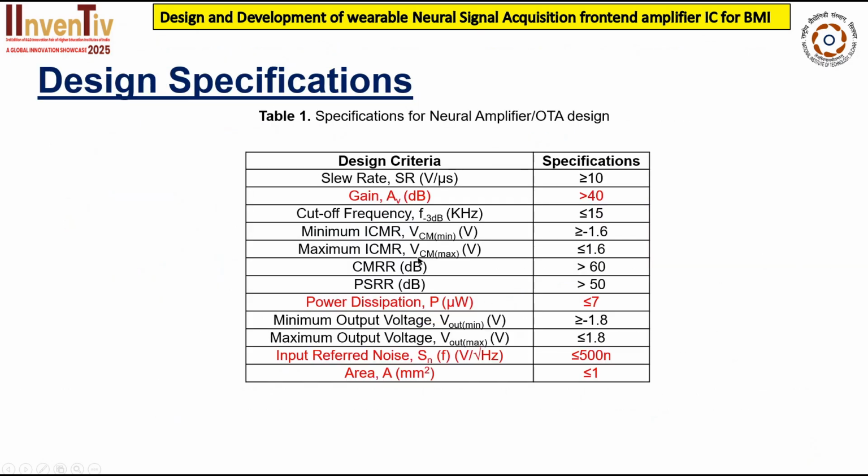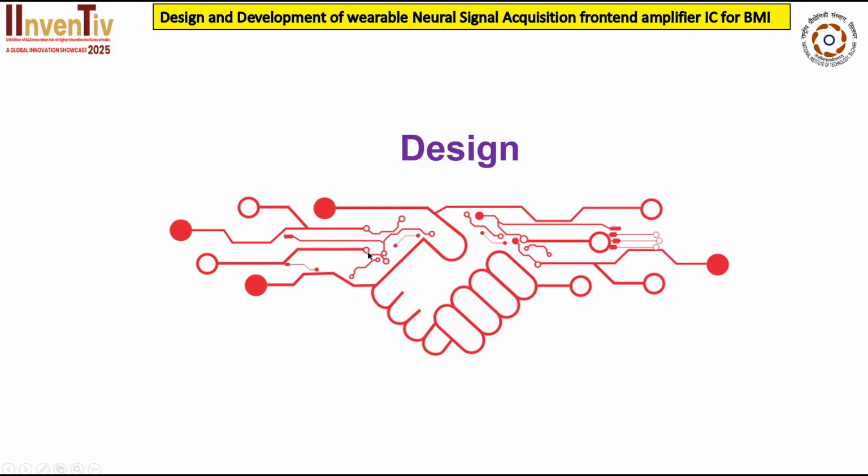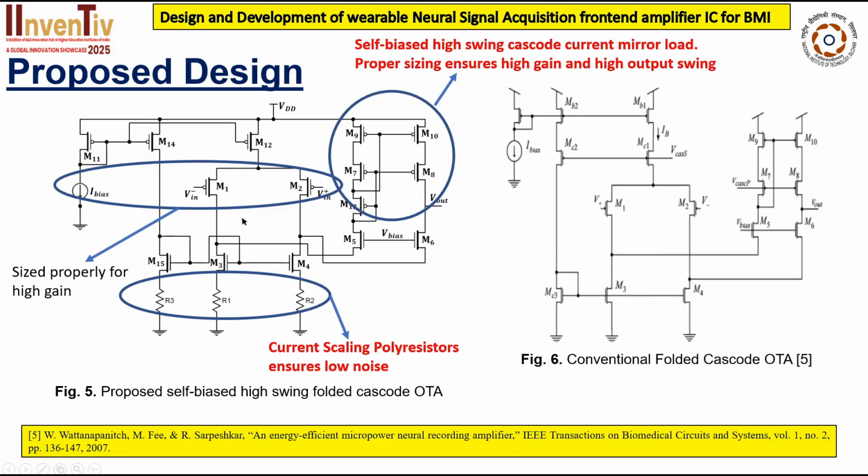And these are the design criteria and specifications taken into consideration for designing the circuit. So let's go to the design. This is the proposed circuit, modified from the conventional folded cascode OTA, where we have used one extra transistor for introducing a self-biased high swing cascode current mirror, which ensures high gain and high output swing, and current scaling poly resistors for ensuring low noise.